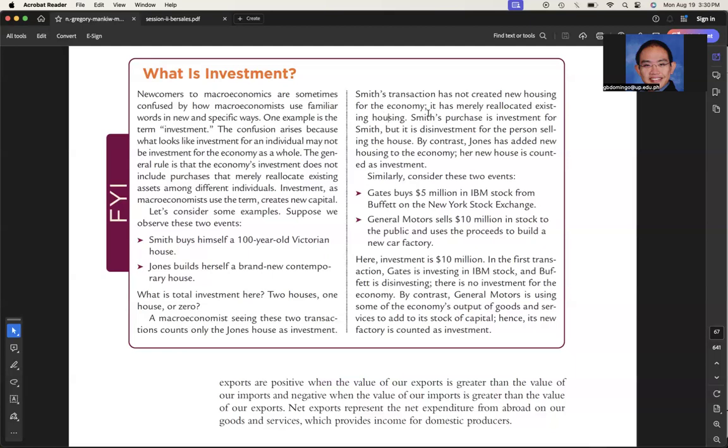So Smith wants to invest in it, right, to get this new house, but it's just a reallocation of this house from the previous owner to the new owner, and therefore nothing happens to GDP or aggregate investment. By contrast, Jones has added new housing to the economy. Her new house is counted as investment.